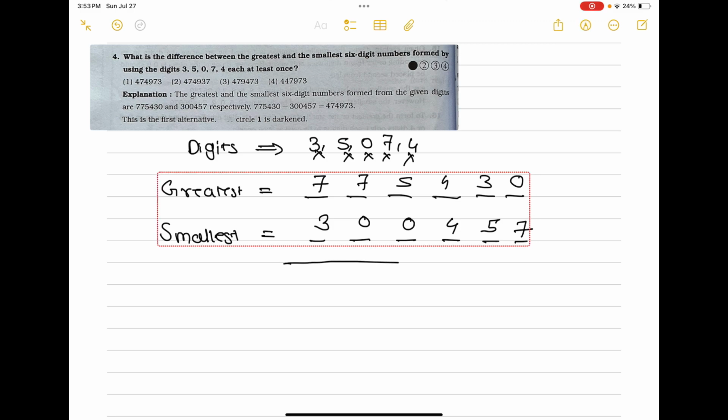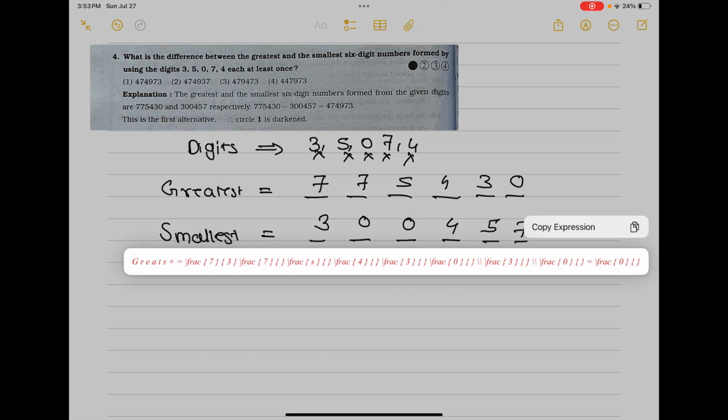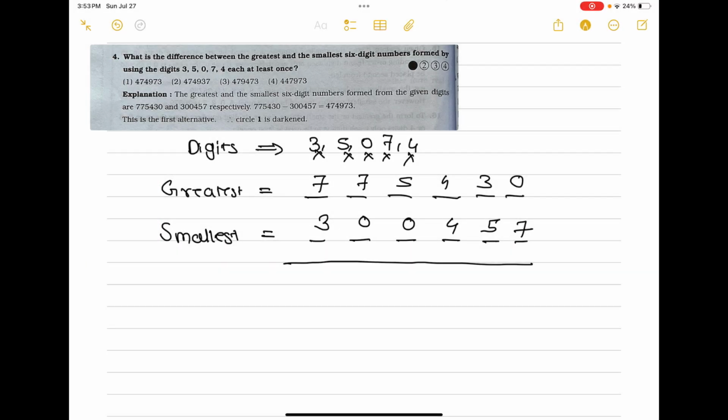Now take the difference. We need to subtract this one. 10 minus 7 is 3, 12 minus 5 is 7, 13 minus 4 is 9, then 4 minus 0 is 4, 7 minus 0 is 7, 7 minus 3 is 4. So the difference is 474973. Option A is the correct one. Option A is the correct option.